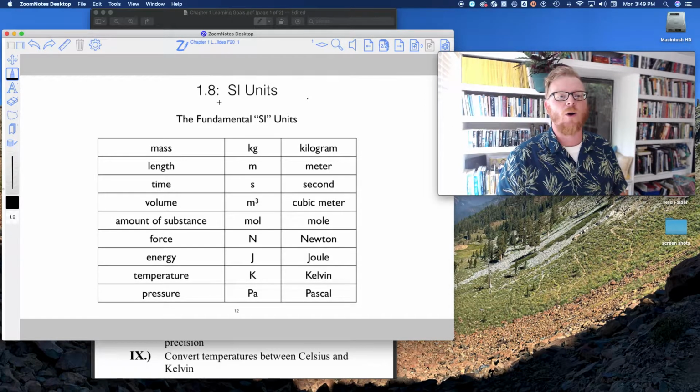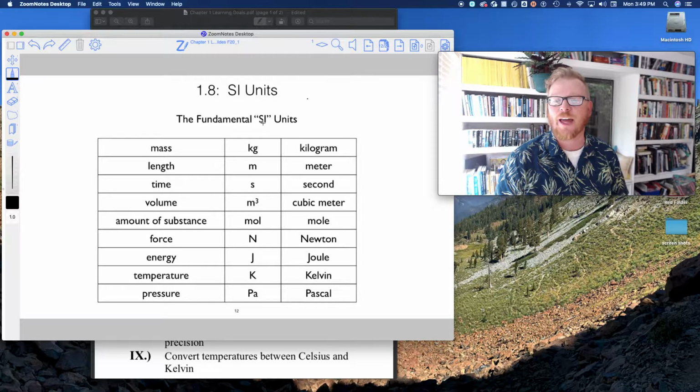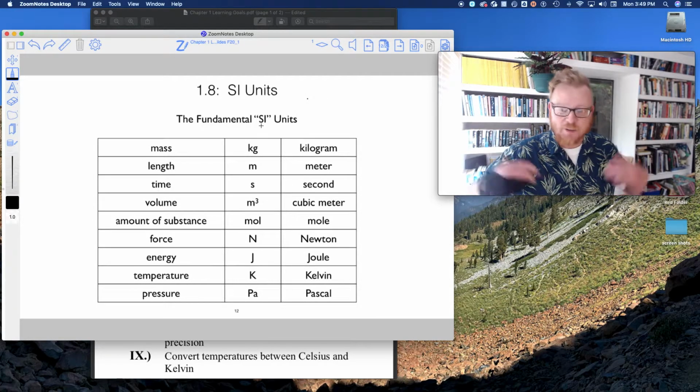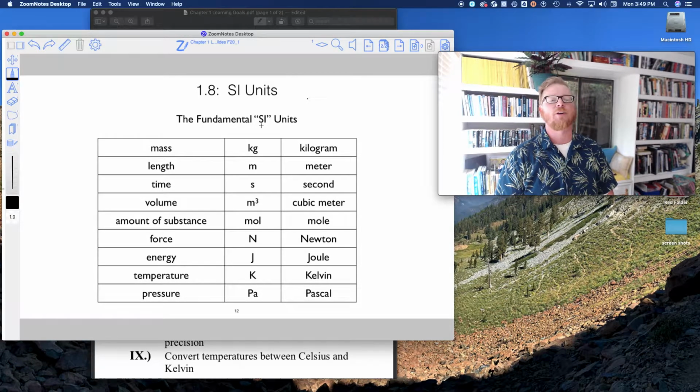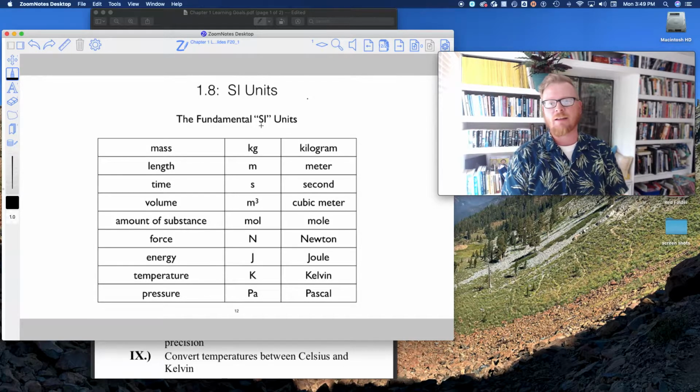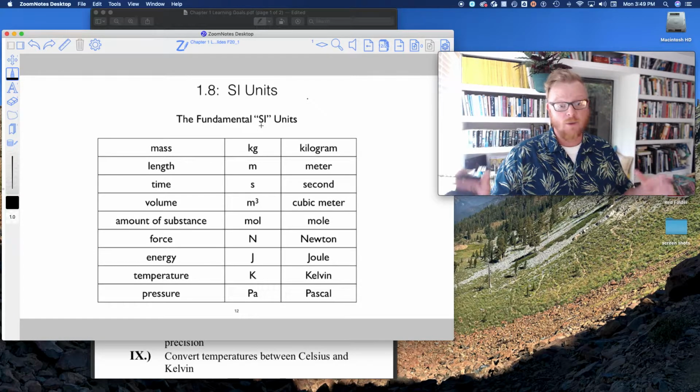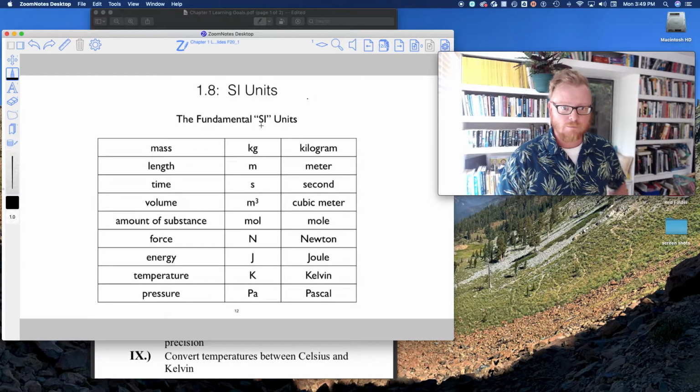All right, so section 1.8 out of your book, SI units. Okay, the fundamental SI units. That stands for Système International, and this is used all over the world, in contrast to most of the stuff the United States does, right? We're going to use pounds and inches and all that junk. We have this organized way. We have a set of units that the entire scientific community across the world uses, so that we don't have to be like, oh, you guys use pounds and you guys use this and you guys use that. If you're a scientist, we all use the same units, all right?